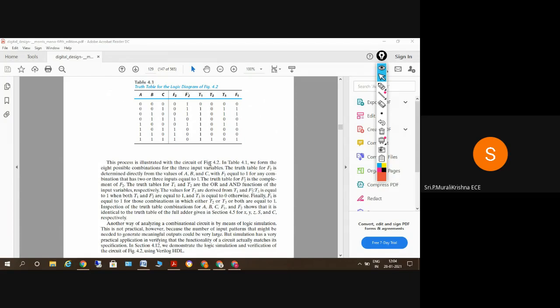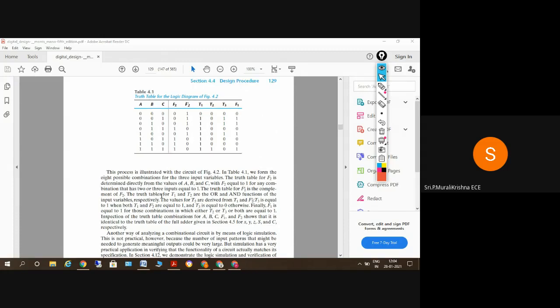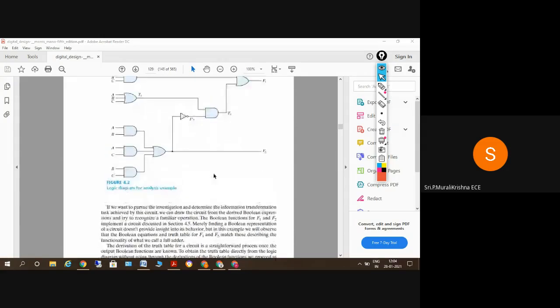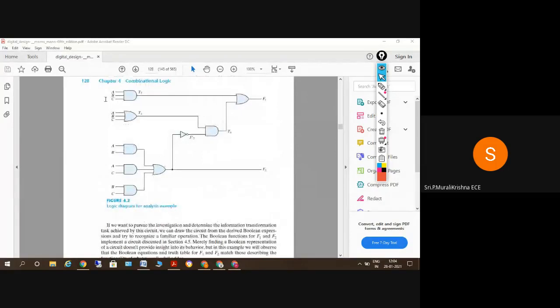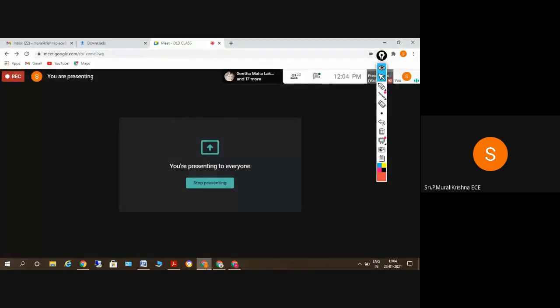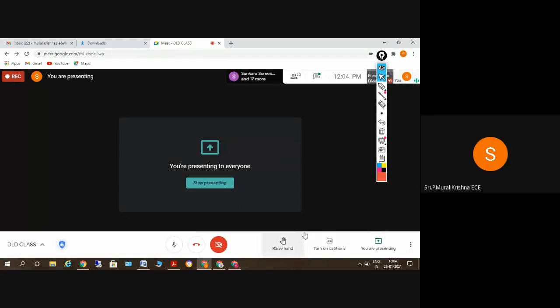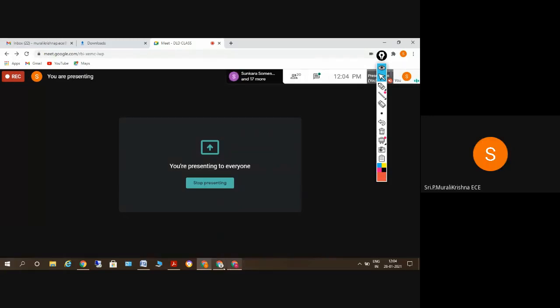You will be given a circuit to analyze, which means you have to find the output equations from the circuit diagram. Afterwards, draw the truth table. The inputs are A, B, C, and we'll have the outputs F1 and F2. Clear? Yes, sir. Okay, so analysis is nothing but analyzing the logical circuit. That is the analysis part.